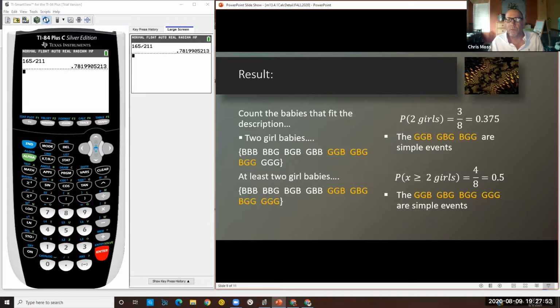And you'll note in both cases, the 3 outcomes in the first example, the 4 outcomes in the second example, those are all simple events. None of those events can be broken down further. So there we have a couple of very basic examples. You'll notice I didn't even bother putting that up on Mr. Calculator. 4 out of 8, 0.5.